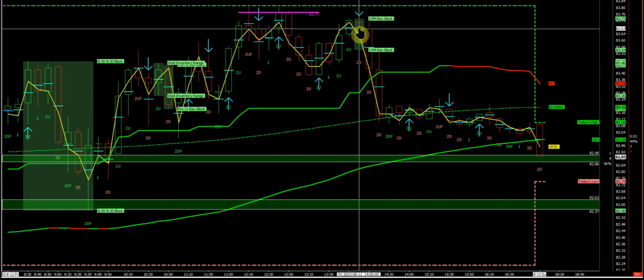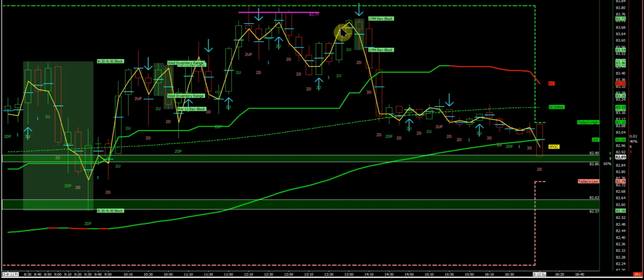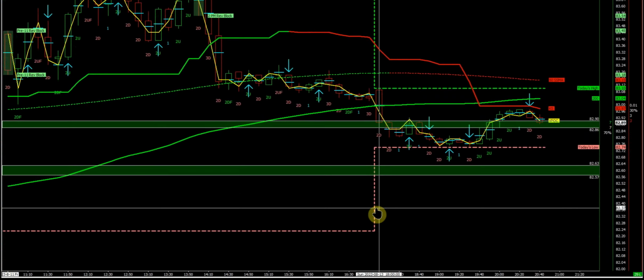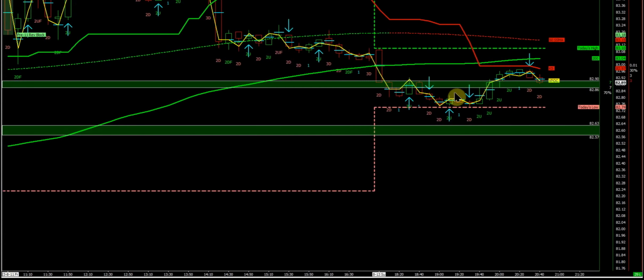So if you hadn't reversed, there's a good place to reverse. 83.67. You got a halfway block here. Price action pushes up, comes right back down, slams back down. And then you're at the end of the day. Right? So what's price action doing now? Okay, see, I missed a move. Oh well.